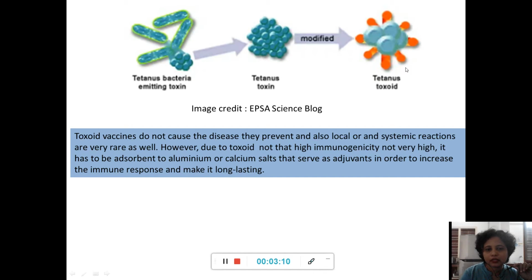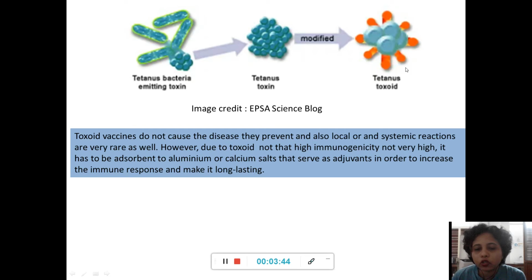These toxoid vaccines do not cause the disease, they prevent the disease. Sometimes they also cause local or systemic reactions, but this is very rare in the case of toxoid vaccines.